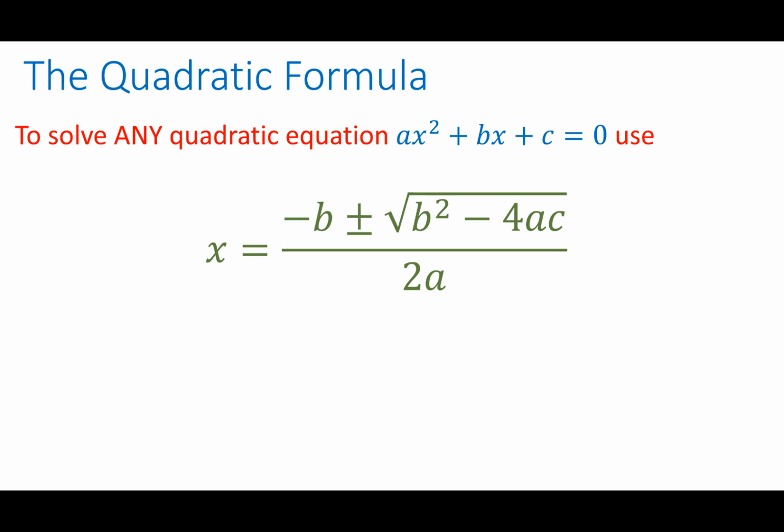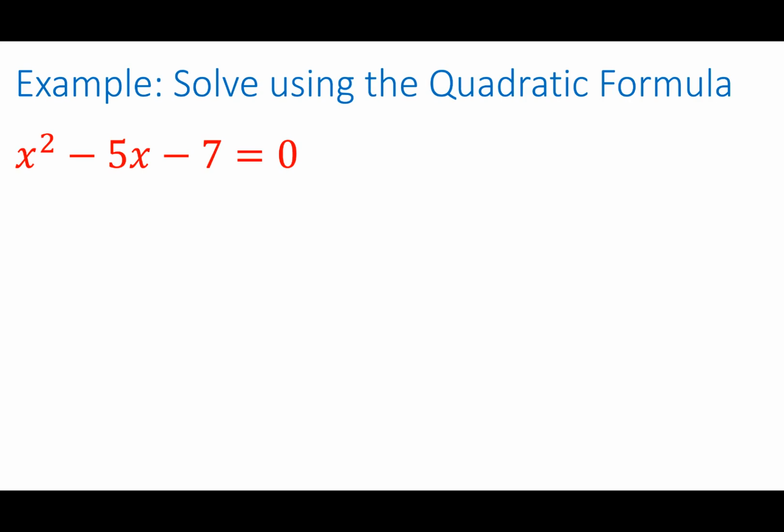We use x equals, and again, this is giving us the value x, okay? It's giving us the answer. Negative b plus or minus square root b squared minus 4ac all over 2a. If we wanted to solve now using the quadratic formula, whenever we're using the quadratic formula, I'd encourage you to just make a little cheat sheet of what your a, your b, and your c is. So in this case, I know my a is 1, my b is negative 5, and my c is negative 7. All right, so we can go to our formula.